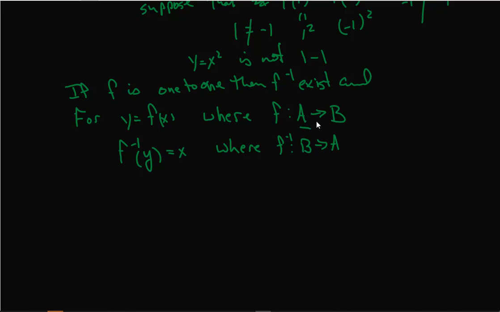If A is the domain and B is the range for f, then f inverse of y equals x, where f inverse goes from B to A. So this is what we mean by the inverse of this function. If y equals f of x, then f inverse of y equals x.